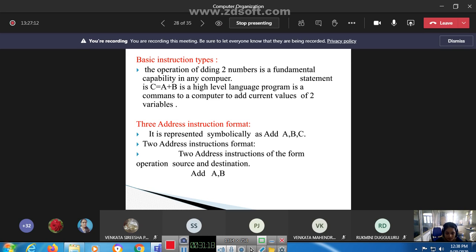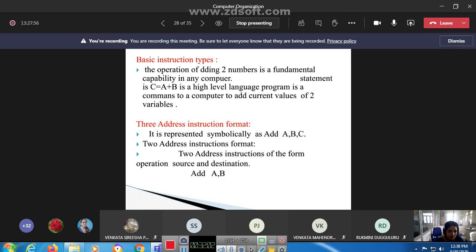Okay, three address instruction format. We are having the three address instruction format. The three address instruction can be represented in symbolic form as Add A comma B comma C. So it means C is the sum; A and B are the two values we are taking, they are added with each other and the sum is stored in C. The operands A and B are called the source operands and C is called the destination operand.